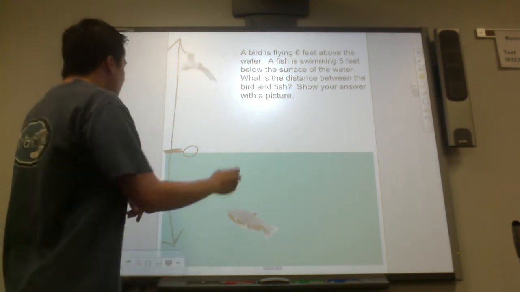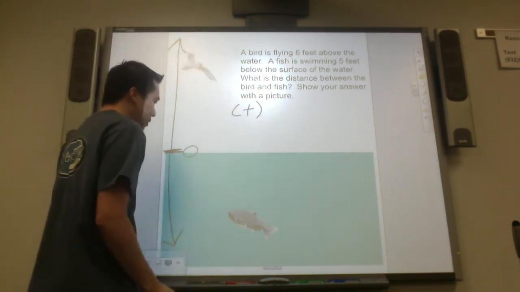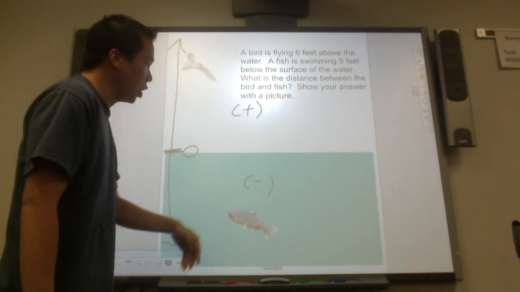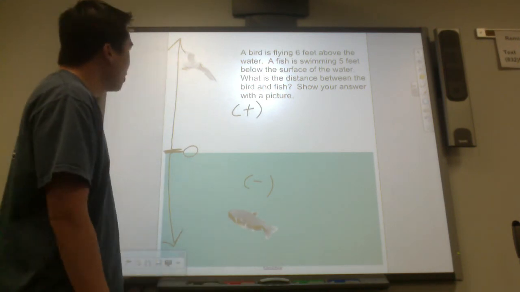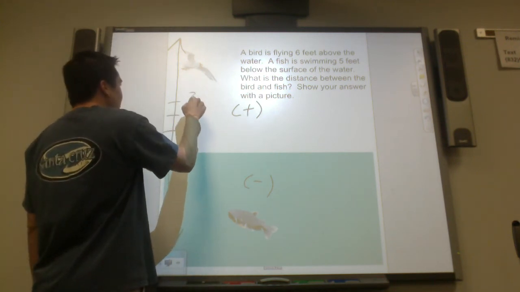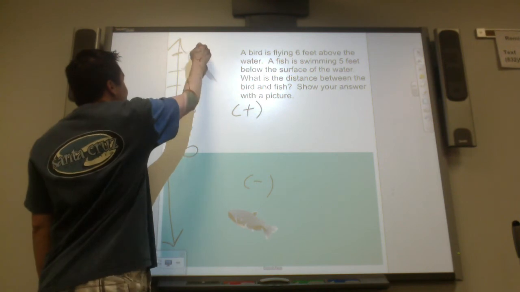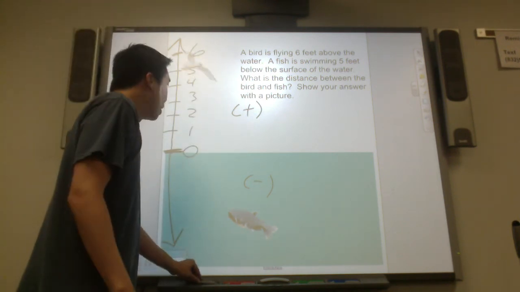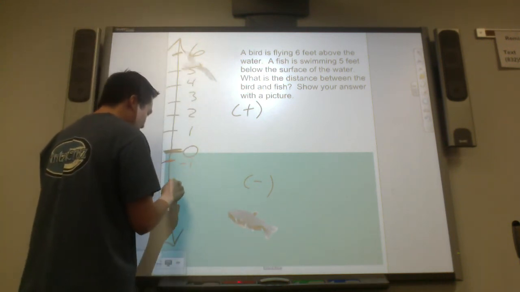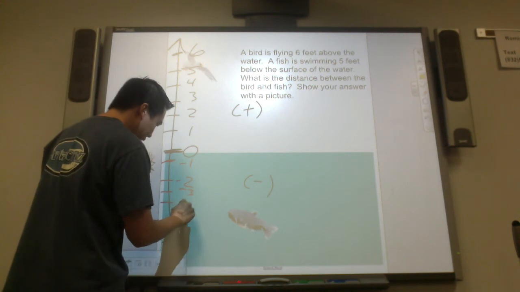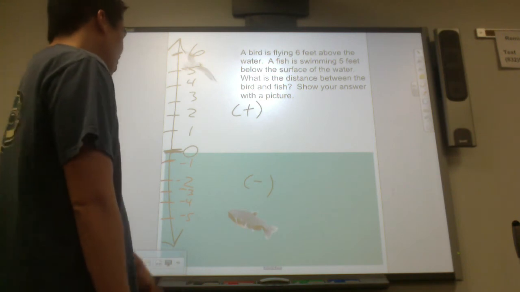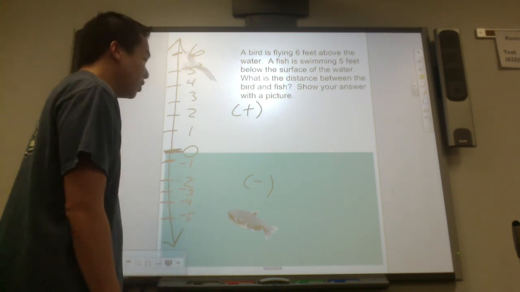So this must be the positive side, and this must be the negative. If this is above sea level, positive. Below sea level, negative. So the bird is 6 feet above the water: 1 foot, 2 feet, 3 feet, 4 feet, 5 feet, 6 feet above water. The fish is 5 feet below the water: negative 1, negative 2, negative 3, negative 4, and negative 5. Catfish. Actually, this must be a lake then, because catfish need fresh water.